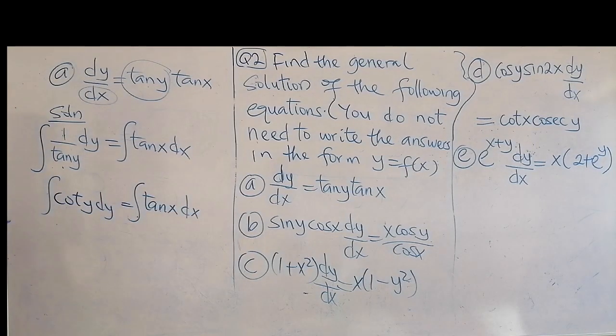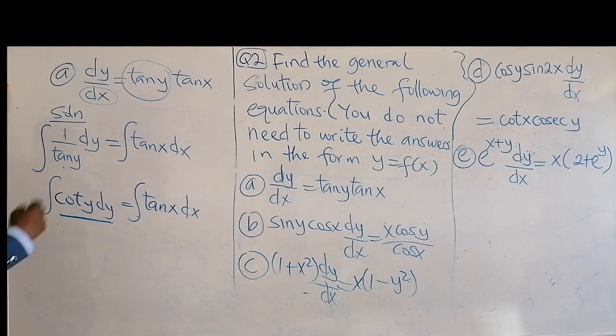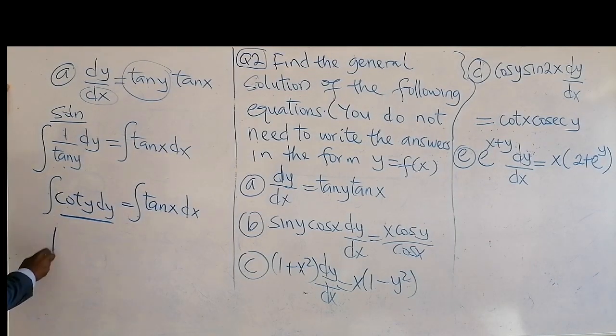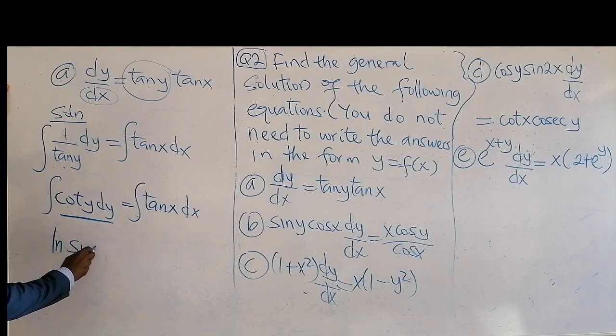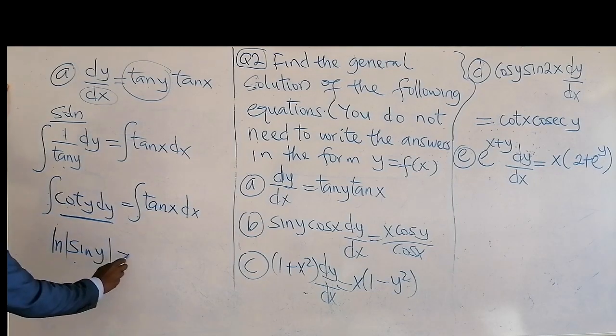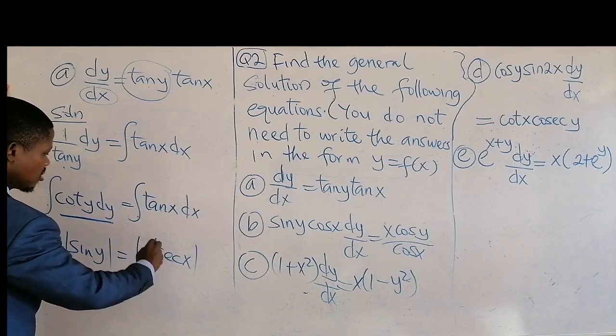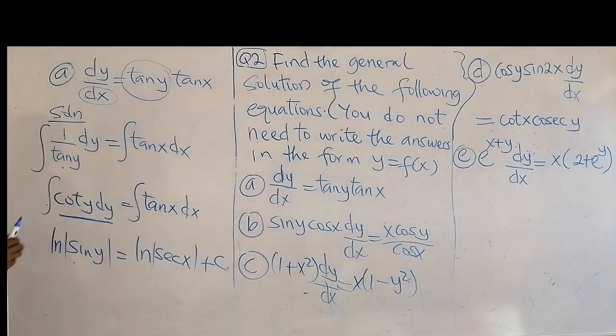So what we'll do, there's a direct table for this. If you check section 6, I've given all the lists of the table. So this will be ln sine of the function. The integral of cot y will give you this, and the integral of this will give you ln sec x. Okay, and then plus c. So this is what we have now.